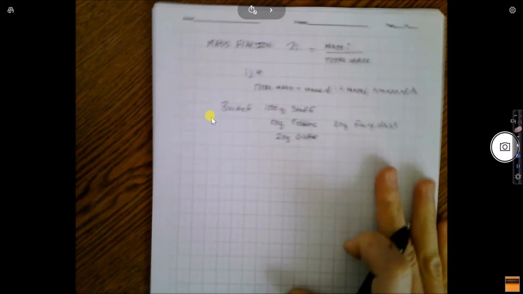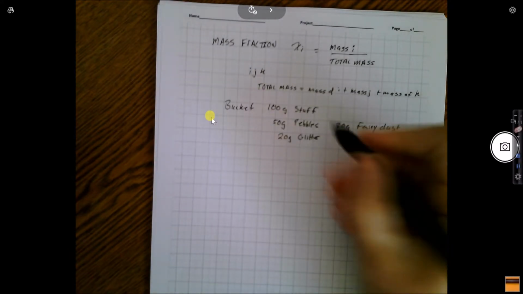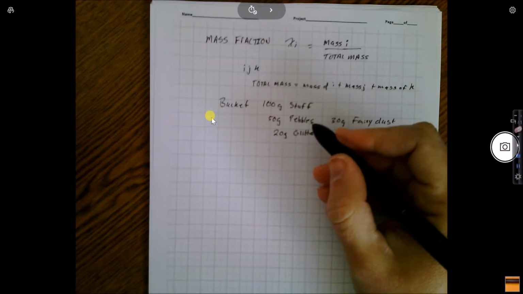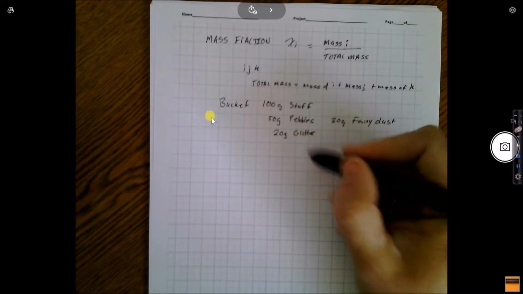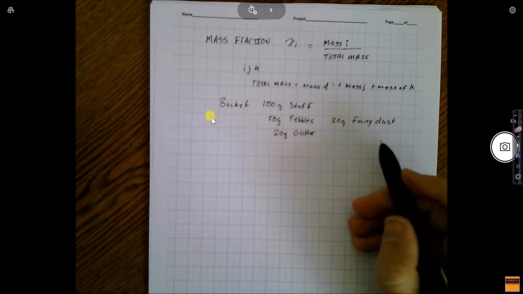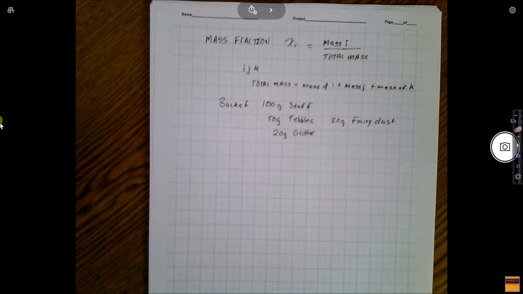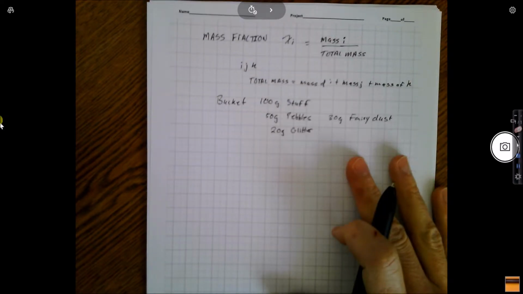All right, so we have a bucket. It has 100 grams of stuff. That stuff is 50 grams of pebbles, 20 grams of glitter, 30 grams of fairy dust. I'm making my troll Halloween party or something, costume, I don't know.